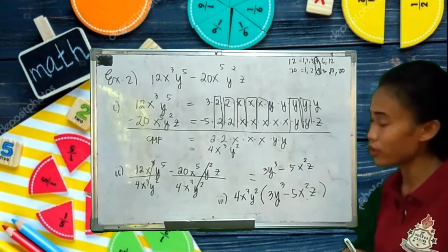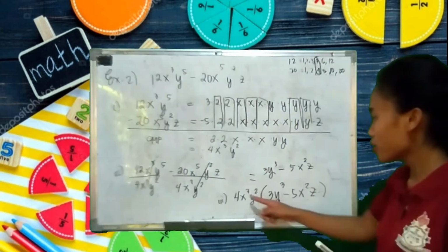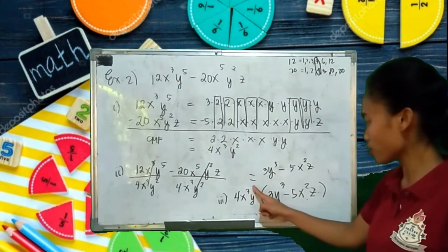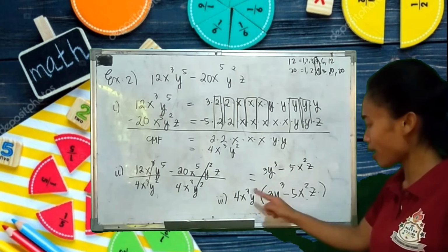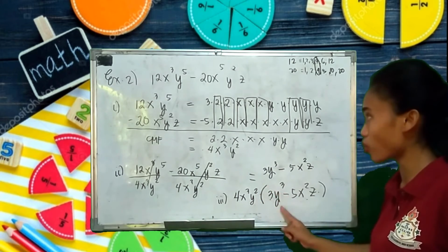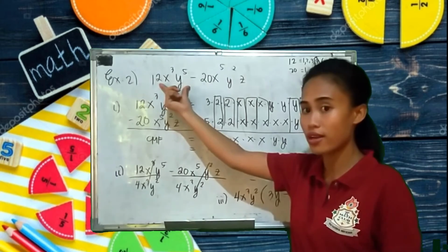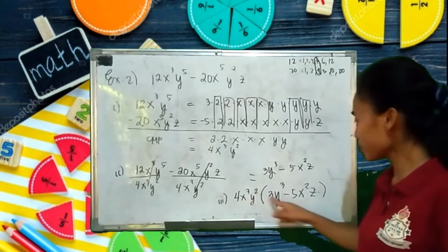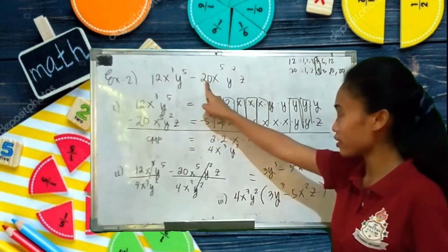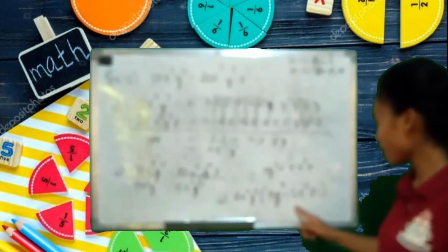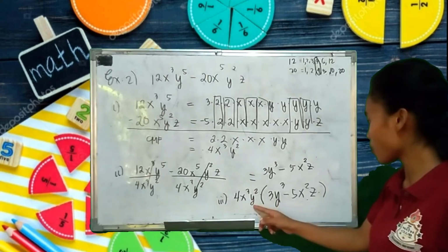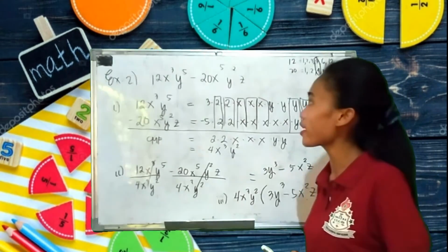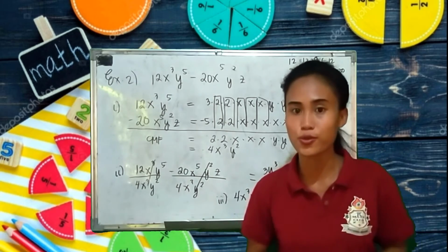Now, we try to check whether our answer is correct. So 4 times 3, that is equal to 12. And then x cubed times y squared times y cubed is equal to x cubed y raised to the 5th power. And then 4 times negative 5 is equal to negative 20. And 4 times x cubed y raised to the second power times x squared z is equal to x raised to the fifth power y squared z.